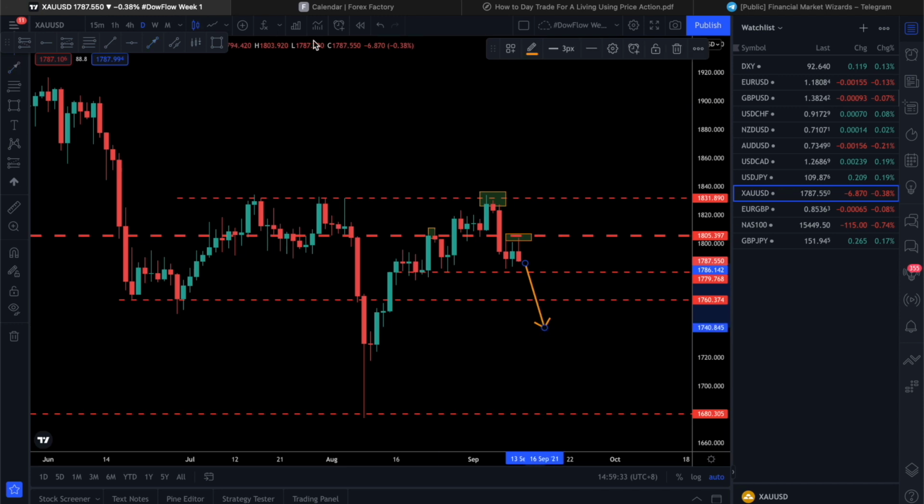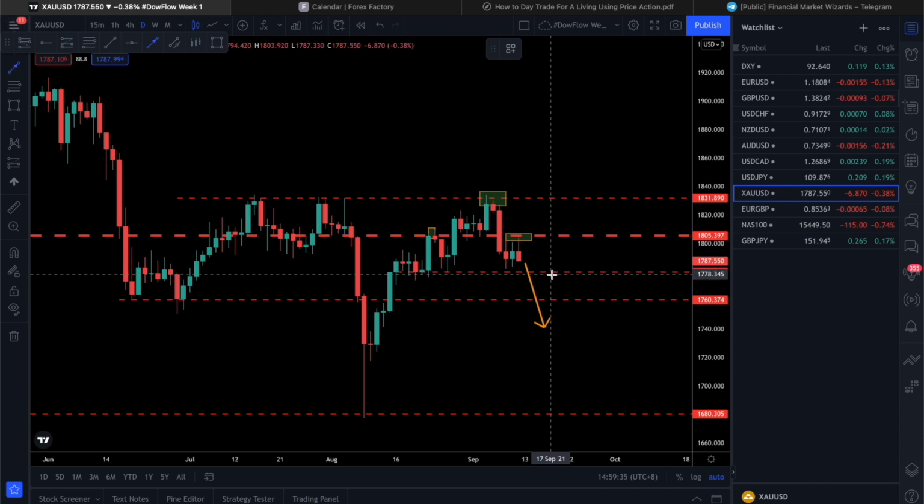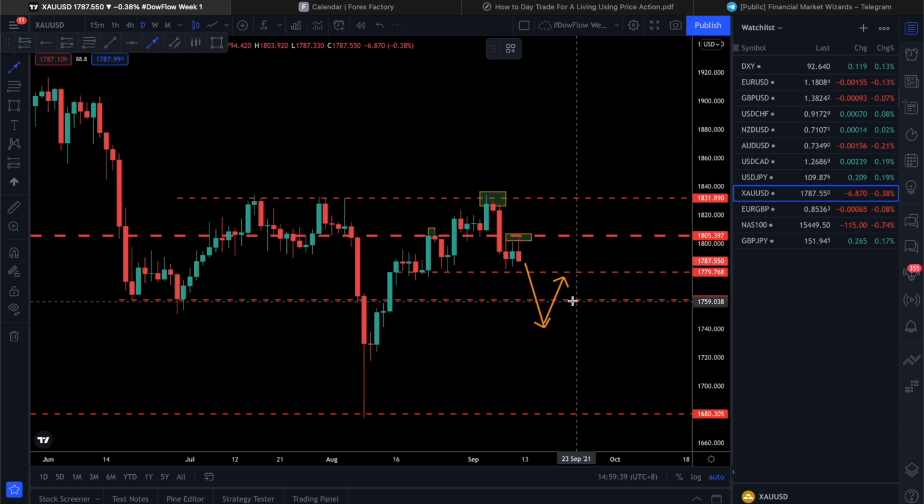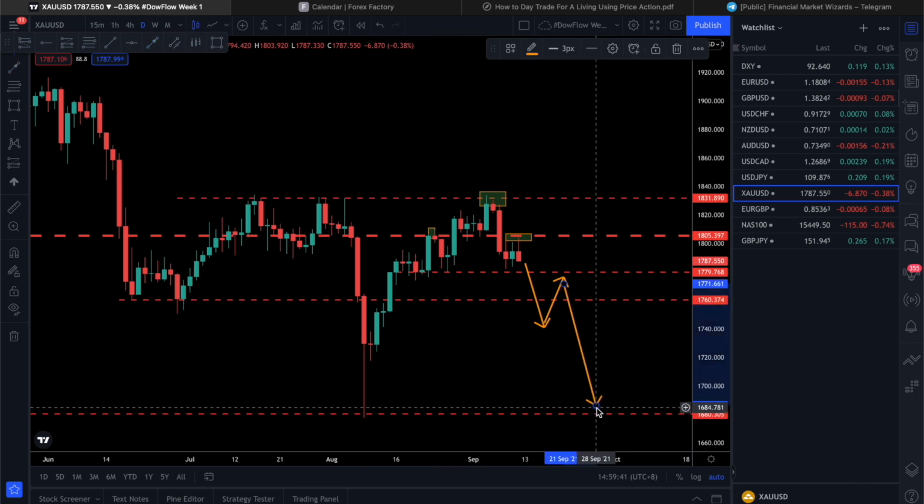Okay, so if you really want to trade it and you want to be safe, then I would say just wait for price to do a clean break of this support and this support. Look for a retracement up, look for a candlestick pattern, and then you can short it down. Okay, this is the safest way to trade this.